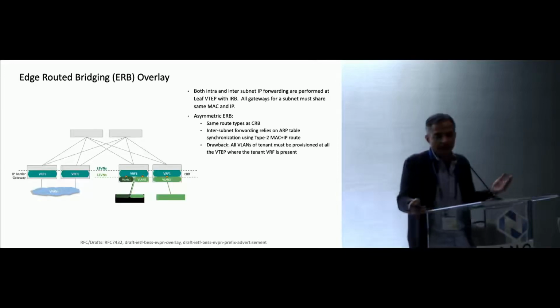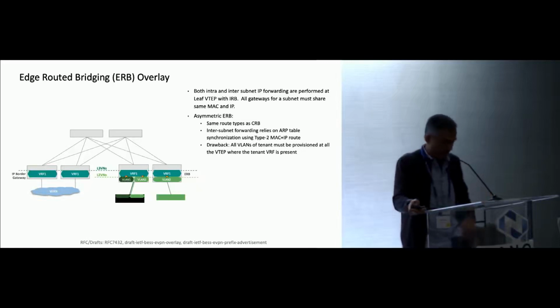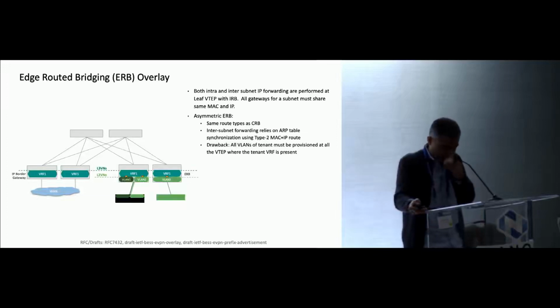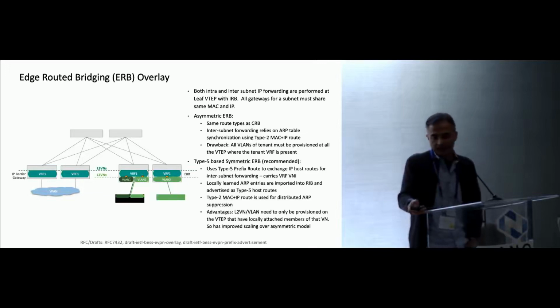There's two forms of edge-routed bridging. There's the asymmetric form, exactly same route types as CRB. It requires the MAC plus IP route for ARP synchronization for inter-subnet forwarding. The drawback of this approach is that you need the VLAN of the tenant everywhere where the tenant's VRF is configured. So that's a big drawback.